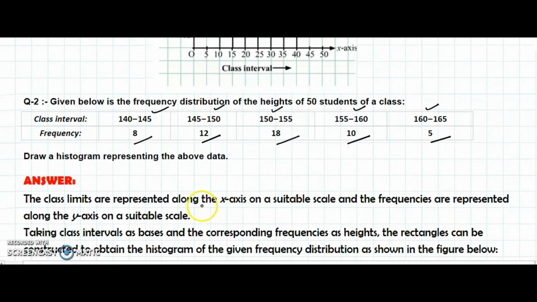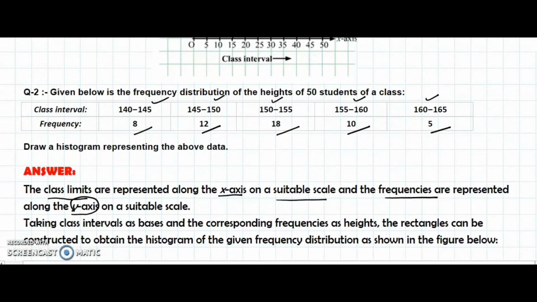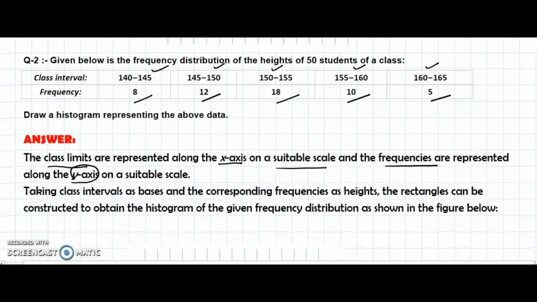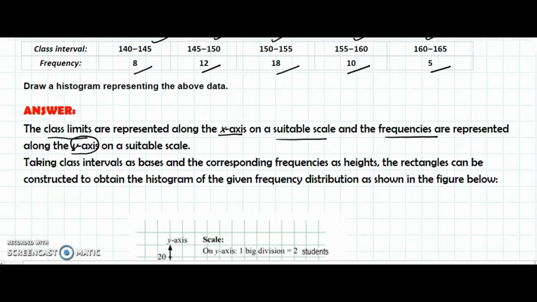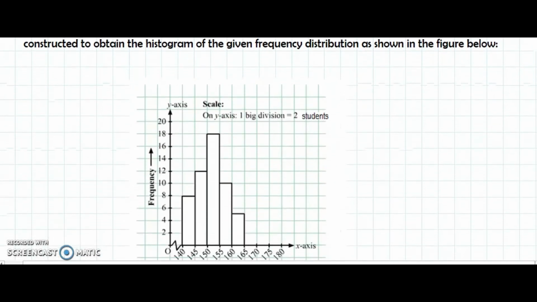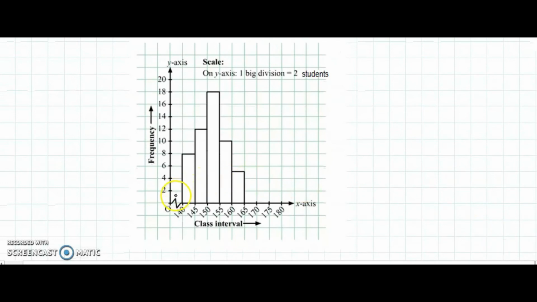So the x-axis will have a suitable scale for the class limits, and frequencies are going to be represented on the y-axis with a suitable scale. But you can see the data is starting with 140 directly. So how can we take the x-axis? Here you can see one thing is mentioned that we call a KINK line, that I'm going to explain after this solution.